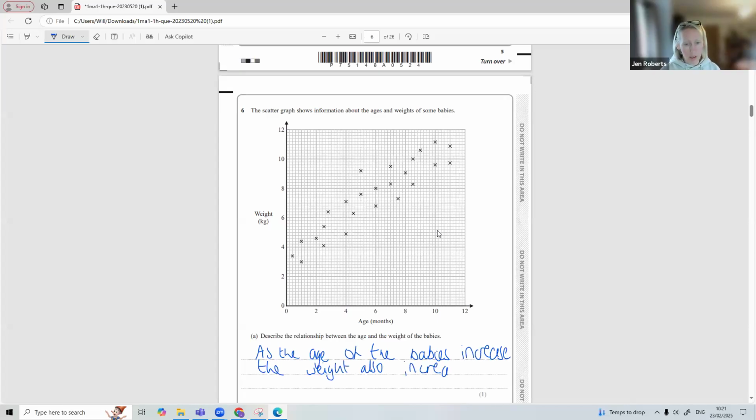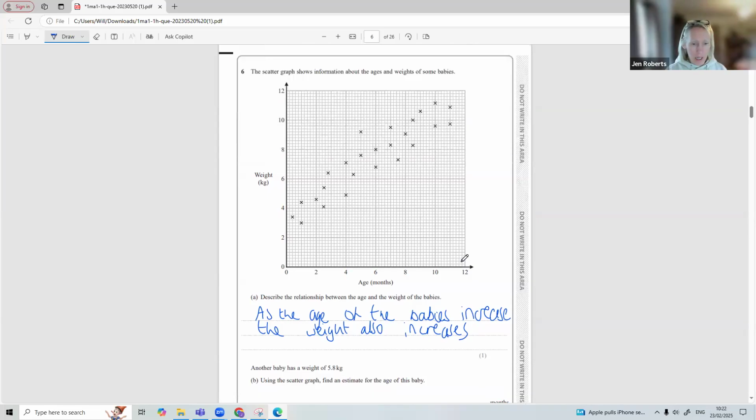Something along those lines for your 1 mark. Let me just see what else they allow here. Yeah, as age increases, weight increases. The older you are, the greater the weight. It does accept positive correlation, excuse me, sorry. It does not accept just saying positive. Right, so you could say positive correlation there.